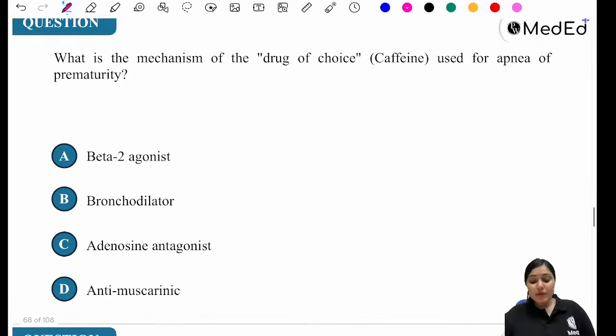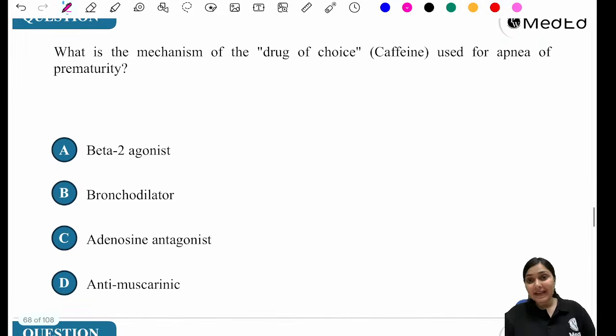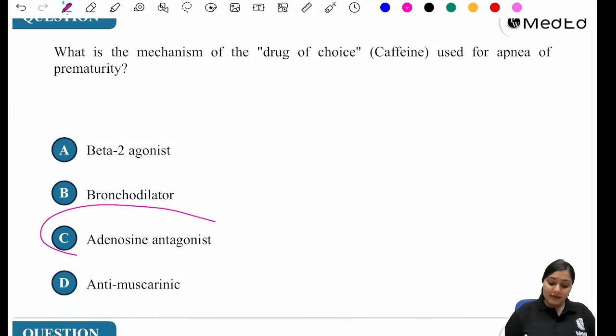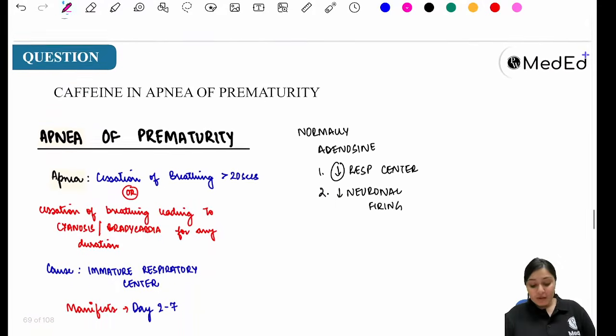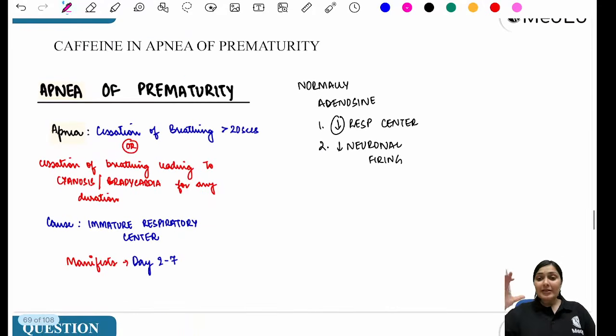Moving to the next question, what is the mechanism of drug of choice, that is caffeine, used for apnea of prematurity? Beta-2 agonist, bronchodilator, adenosine antagonist, or anti-muscarinic action? So here the correct answer is adenosine antagonist. Let us revise apnea of prematurity. What is apnea? Apnea means cessation of breathing.